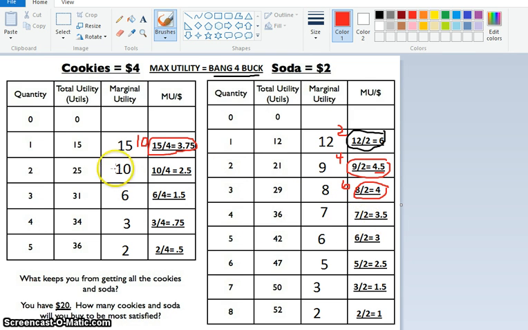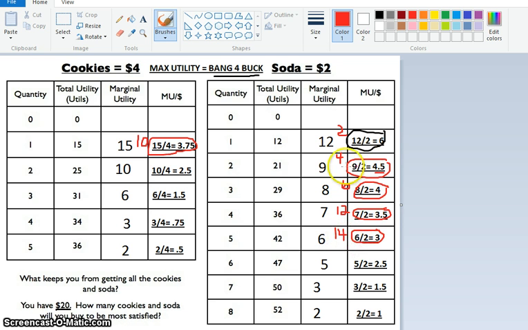All right. So now I got to, should I buy 2 cookies, or should I buy the 4th soda? 3.5, 2.5. I'm going 3.5. Okay. And that's 2 more, so now I'm at $12. Okay, now the 5th cookie brings me 3 units of happiness for every dollar versus 2.5 for the second cookie. I'll take the 5th soda, and that puts me to 14.